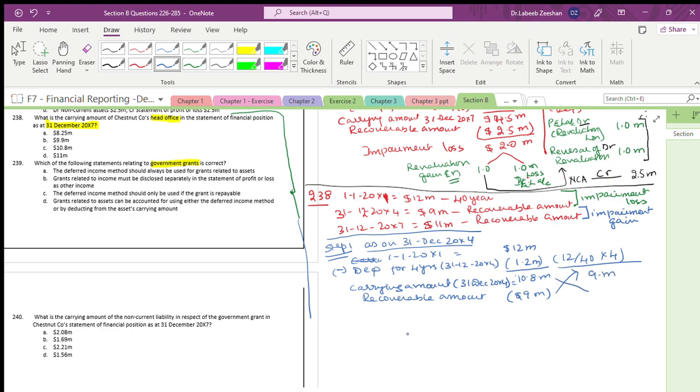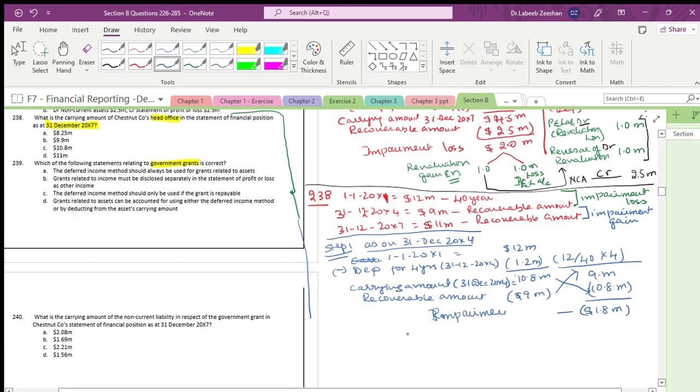Then you have to take this here, 10.8. Is it right? How much is the difference? It is 1.8 million. You have to do it like this. Just understand: the impairment loss. Impairment loss is how much? It is 1.8 million. Fine.